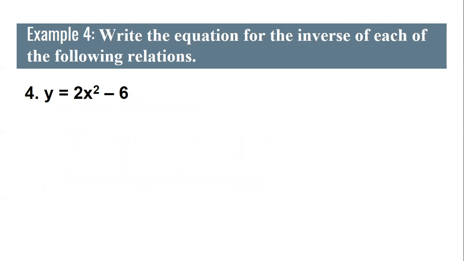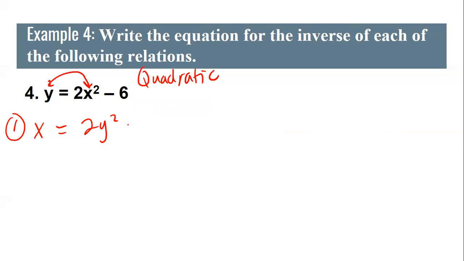All right. So here we have y equals 2x squared minus 6. So previously we were working with linears. Now we're working with a quadratic, okay? Step 1 is to switch my x and my y, okay? So switching my x and y leaves me with x equals 2y squared minus 6.